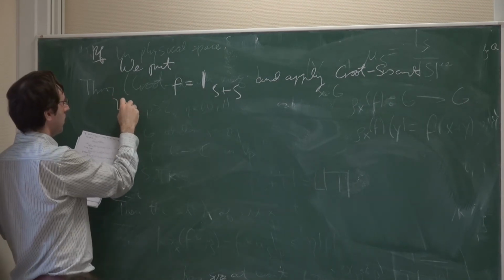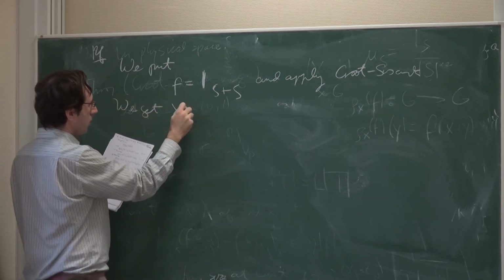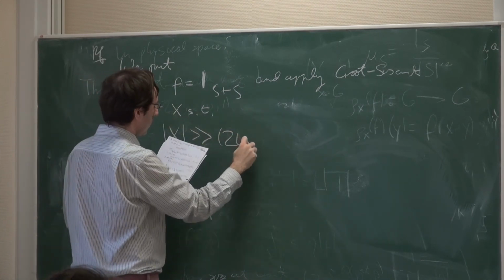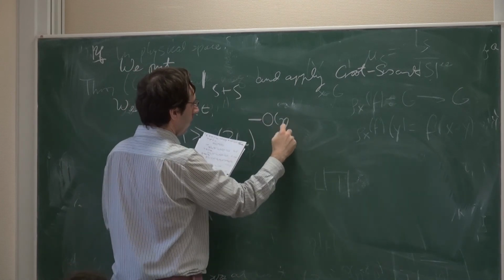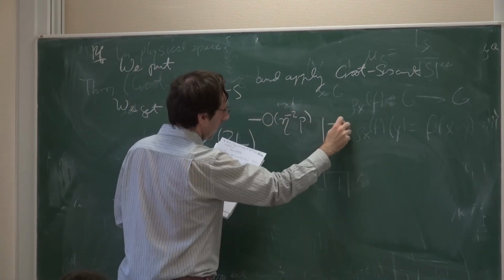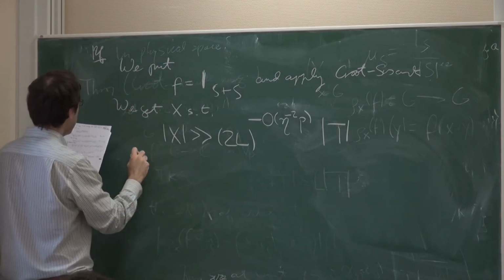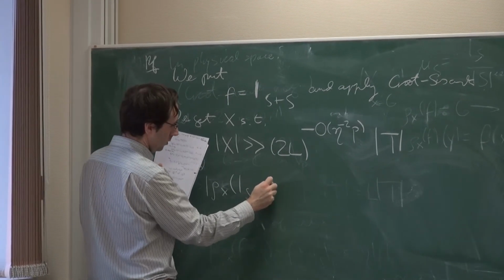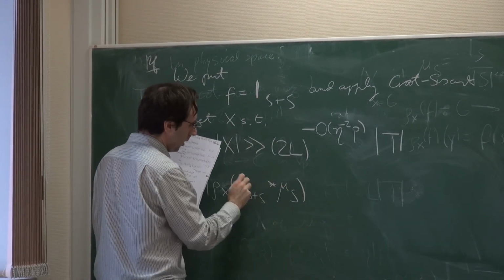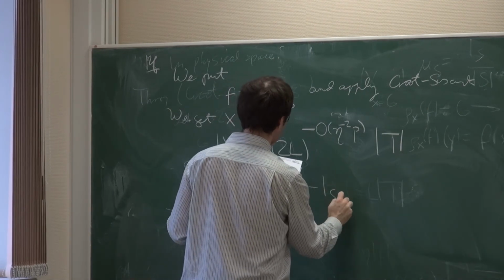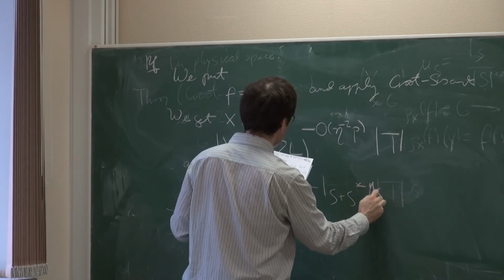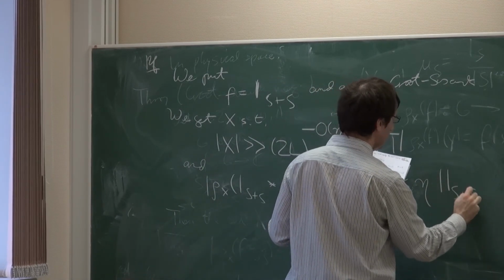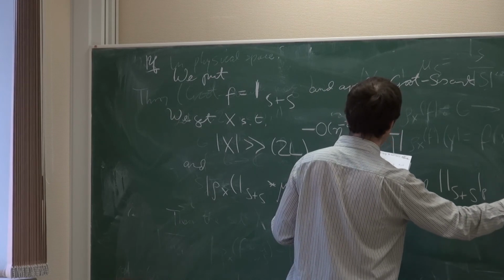We get x such that x is large and the displacement of the function, well, convolution of mu s with f, is close to the non-displaced function for every little x and big X.